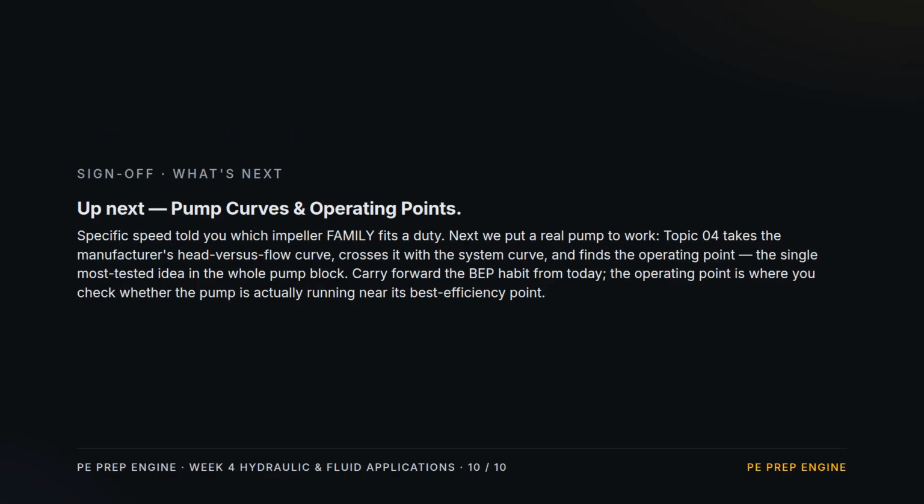Specific speed told you which impeller family fits a duty. Next, we put a real pump to work. Topic 4 takes the manufacturer's head versus flow curve, crosses it with the system curve, and finds the operating point, the most tested idea in the whole pump block. Carry forward the best efficiency point habit. The operating point is where you check whether the pump runs near it. See you in topic 4.